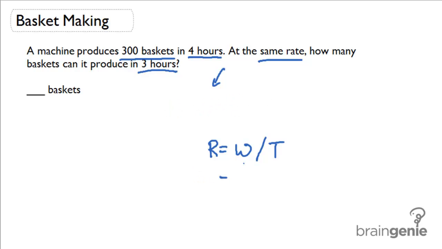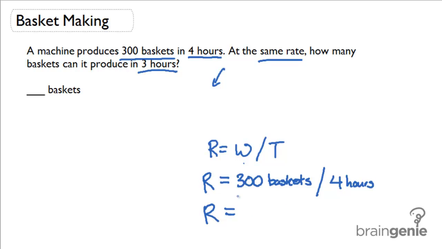So initially, our work was 300 baskets, and our time was 4 hours. So when we divide, we get our rate as 75 baskets per hour.